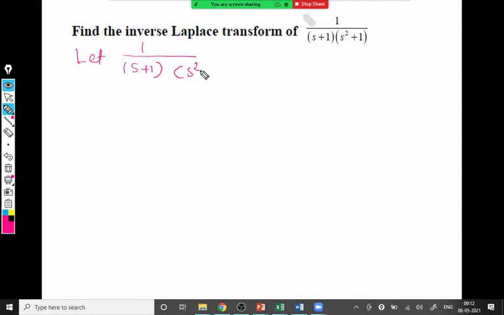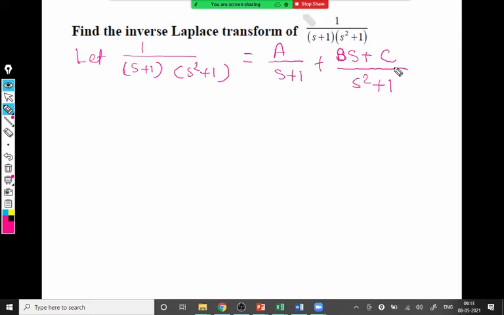1 upon (s plus 1)(s square plus 1) is equal to A upon (s plus 1) plus (Bs plus C) upon (s square plus 1). So that is step number 1. In step number 1, we should start with the correct partial fraction there. Now our aim is to get these values of A, B, C.